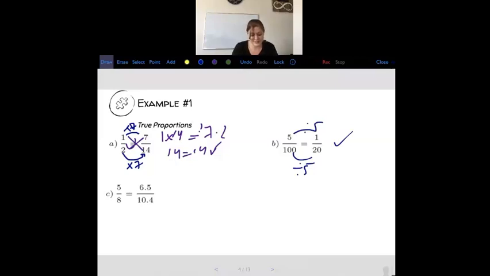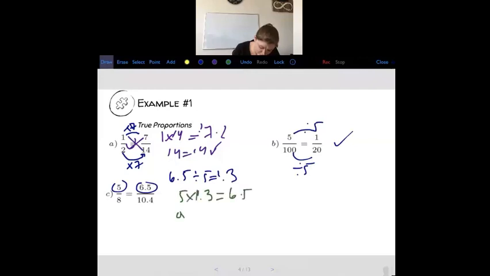Okay. In example C, if it's not completely obvious how to get from one to the other, take the bigger number and divide it by the smaller. So 6.5 divided by 5 is 1.3. So you can think of this in two ways. 5 times 1.3 is 6.5, or 6.5 divided by 1.3 is 5. So you can use multiplication or division. Okay. So I'm going to say this is times 1.3, times 1.3. So this would be a true proportion.